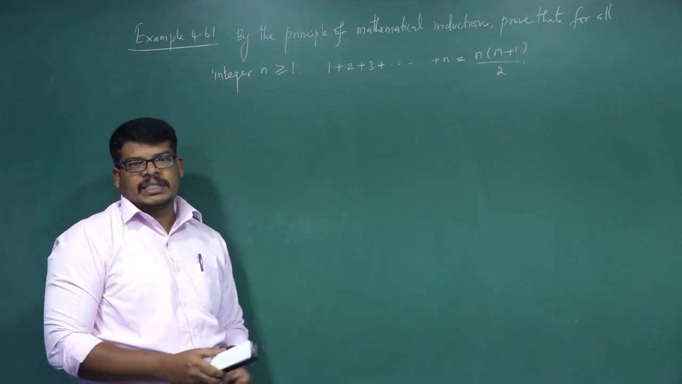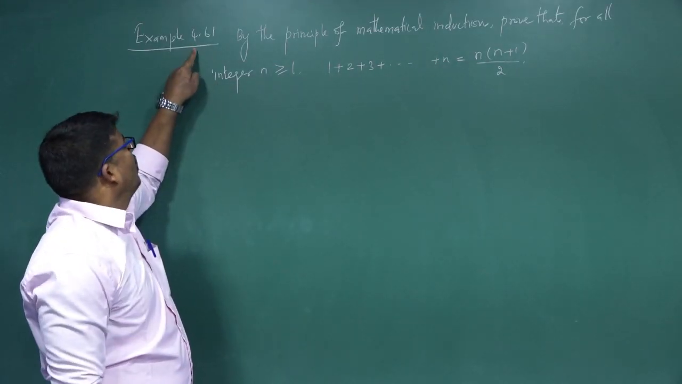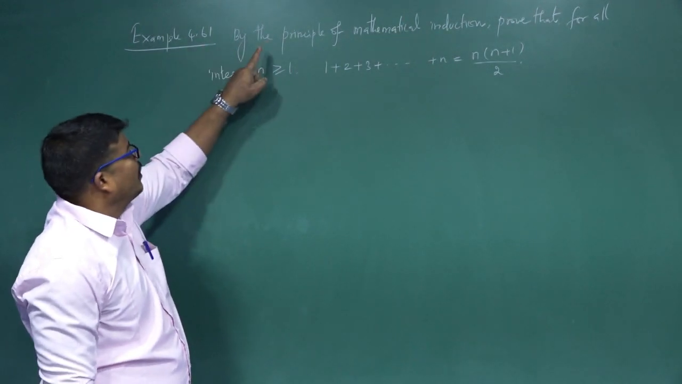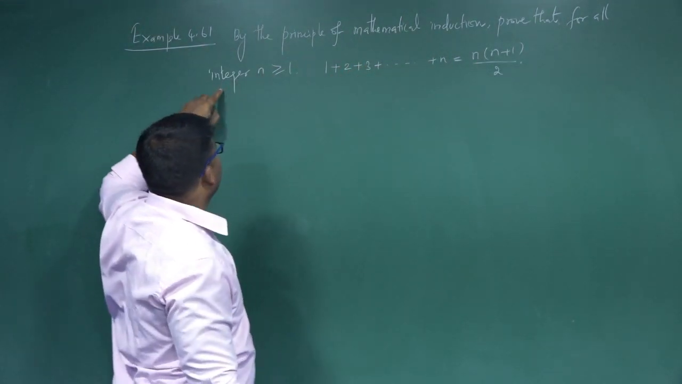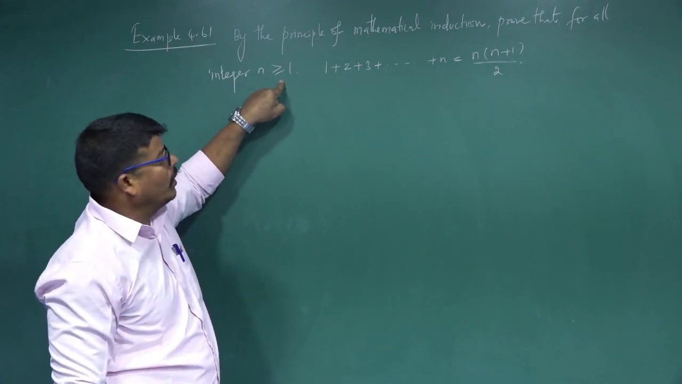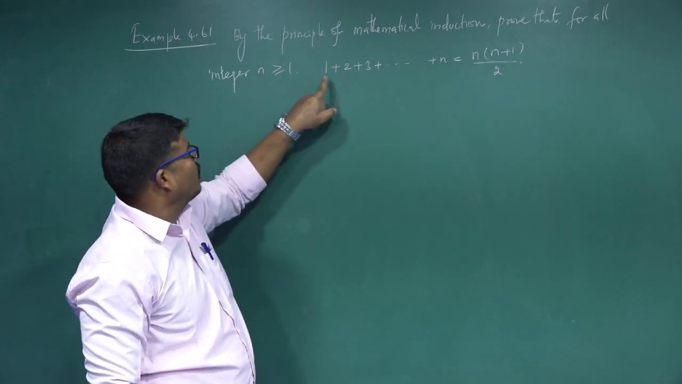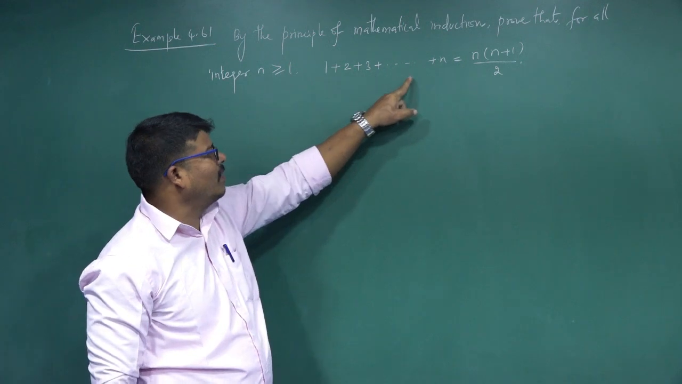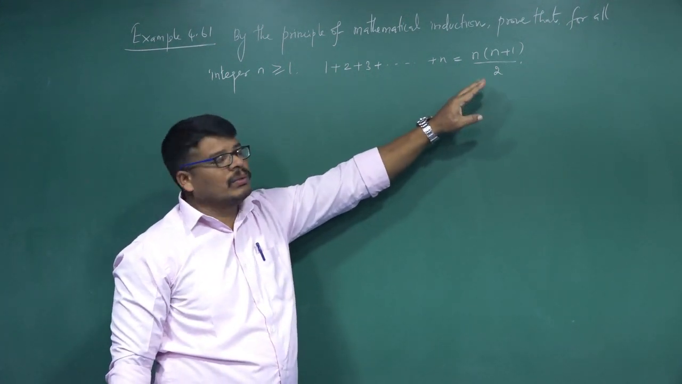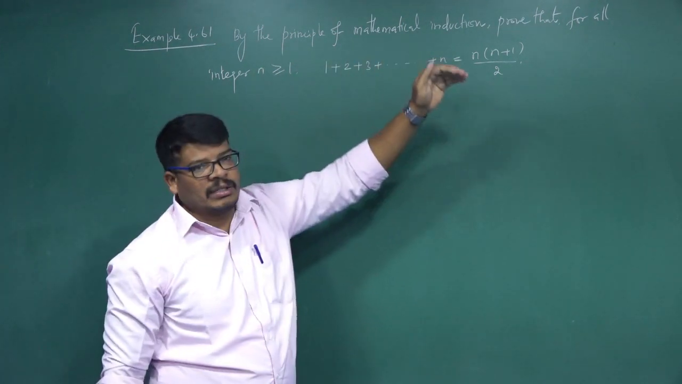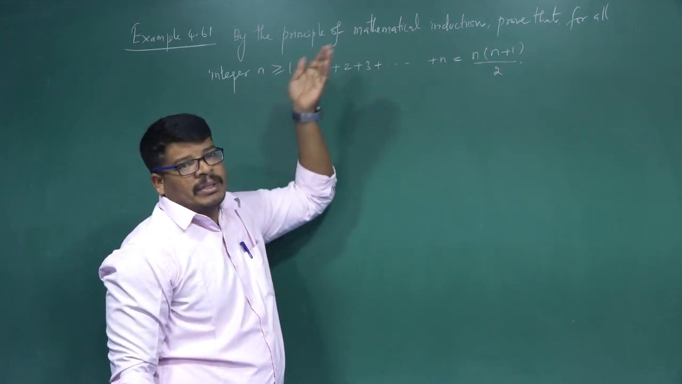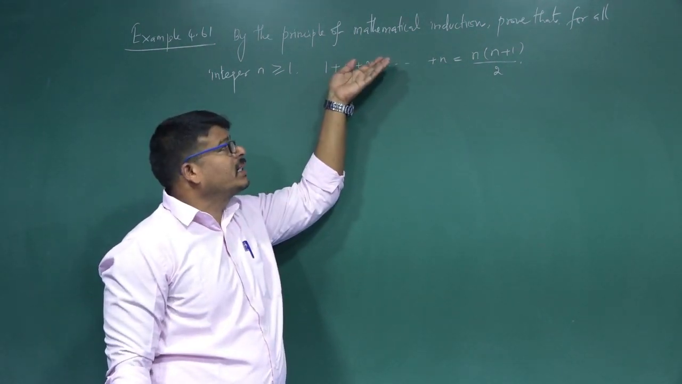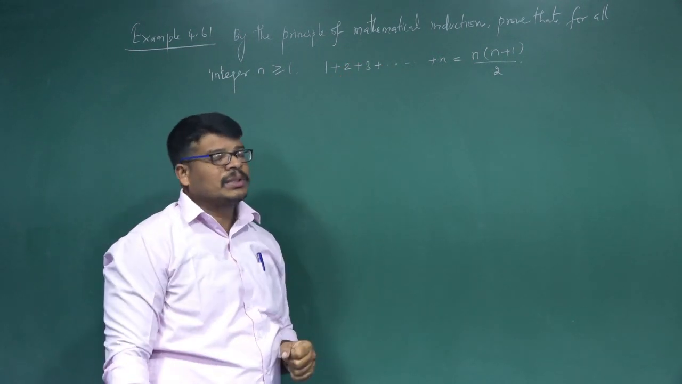Now let us discuss an example problem, Example 4.61. By the principle of mathematical induction, prove that for all integers n greater than or equal to 1, the statement 1 plus 2 plus 3 and so on, plus n equal to n into n plus 1 by 2. Therefore, the sum of n natural numbers is proved by mathematical induction. Already you know the mathematical induction has the following 4 steps.